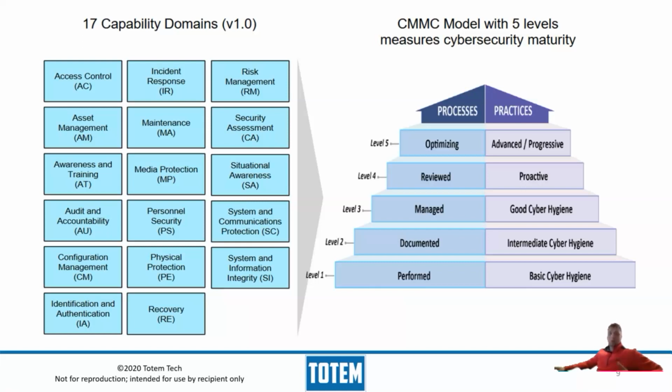And then you'll see on the side, we have the 17 capability domains. These are the different families that I was talking about, which we have to adhere to. And there are different subsets of these rules, and these are where the controls fall under.